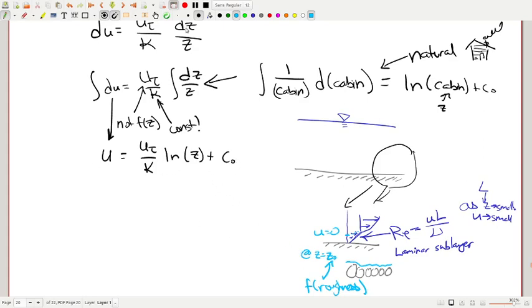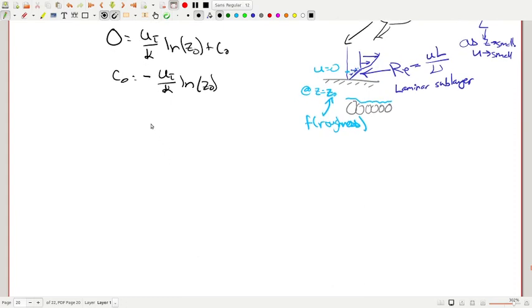All right, so if we take that, now let's move back over to solving this equation. I'm going to plug in 0 for velocity in u equals u tau over kappa ln z plus c naught. You can see pretty clearly that all I have to do is move this whole chunk of stuff over to the left-hand side of the equation to get c naught equals minus u tau over kappa ln z naught. So then when we rebuild the equation all together, what we get is u equals u tau over kappa times the quantity ln of z minus ln of z naught.